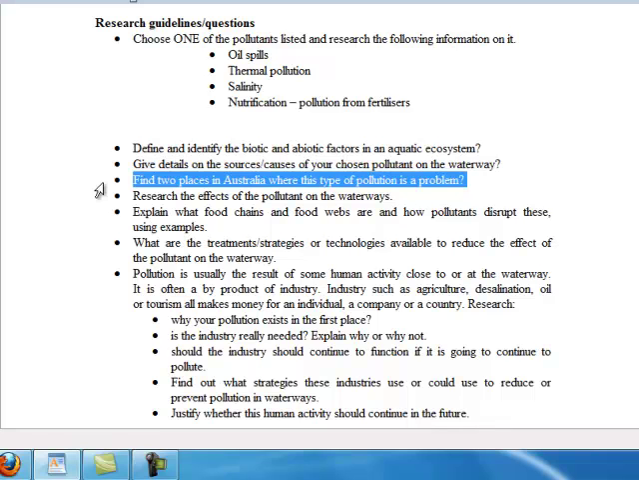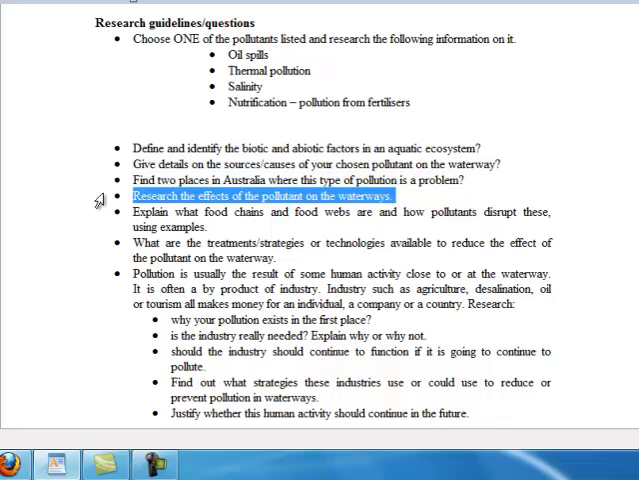Find 2 places in Australia where this type of pollution is a problem. Now for something like litter, it would be a problem on all beaches, from Cronulla, Cornell, all the way along the coast. Wherever there's tourists, you'll have that problem of litter. So you need to find where oil spills have affected Australia, or salinity or thermal pollution, whichever you choose.